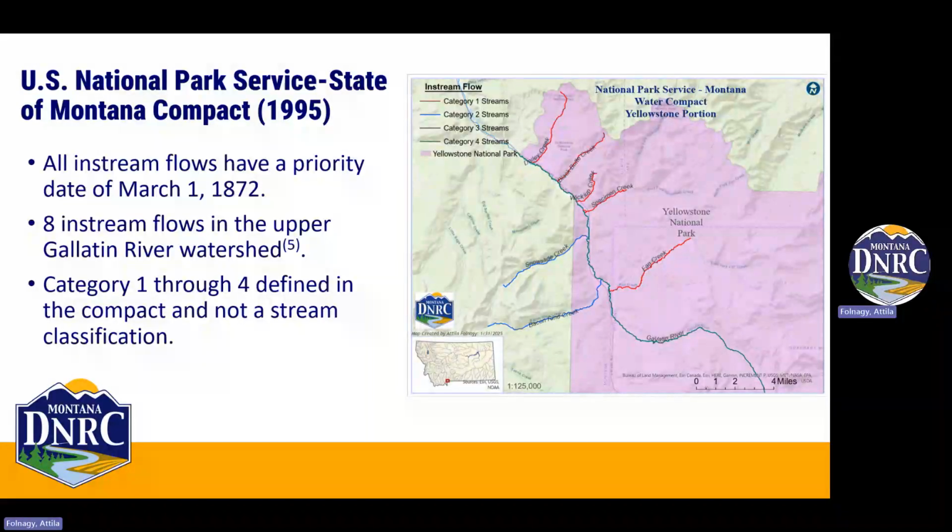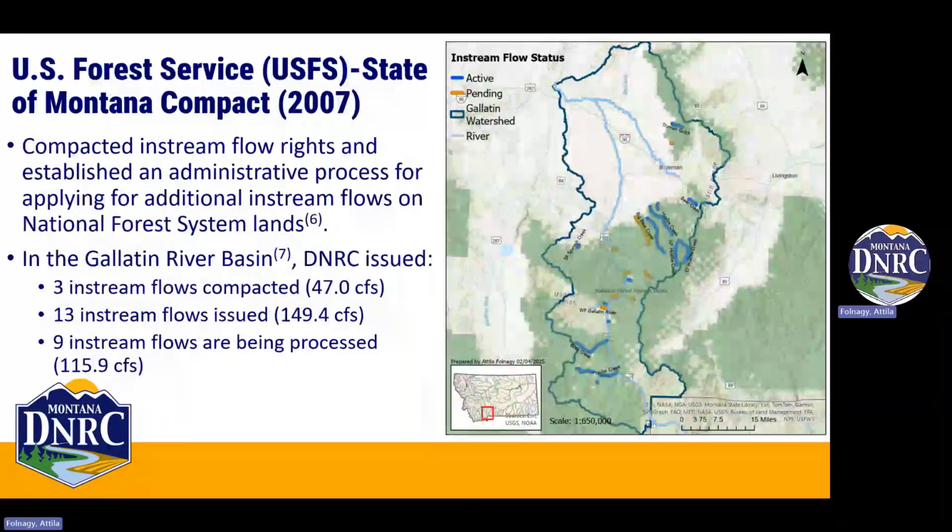Category 1 through 4 are defined in the compact for their in-stream flows and are not a stream classification system. Category 2 streams, for example, Snowslide Creek and Bacon Ryan Creek on this map, their in-stream flow is equal to all the water in the stream minus the consumed portions by the Forest Service and the National Park Service, as they are the only landowners in these watersheds. In-stream flows from the National Park Service Compact are critical to maintaining late season flows in the Gallatin River downstream of the park.